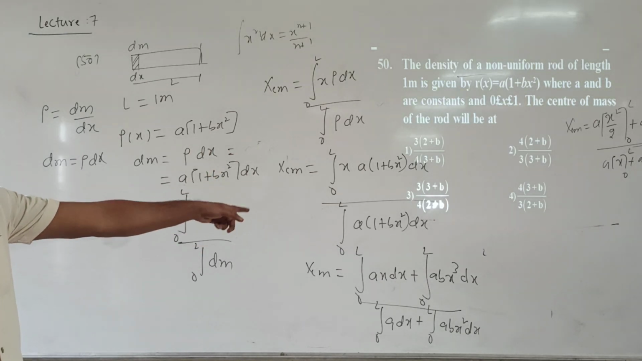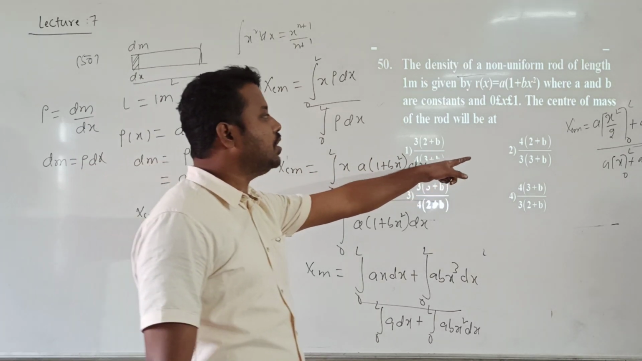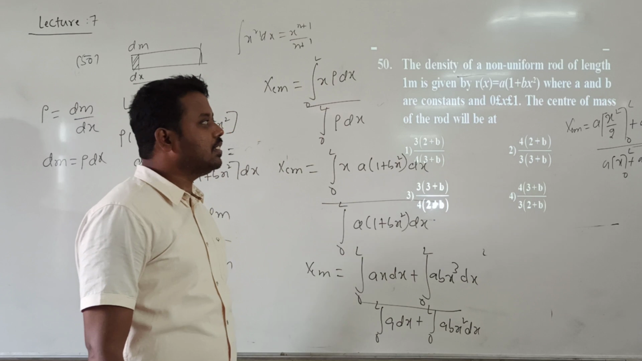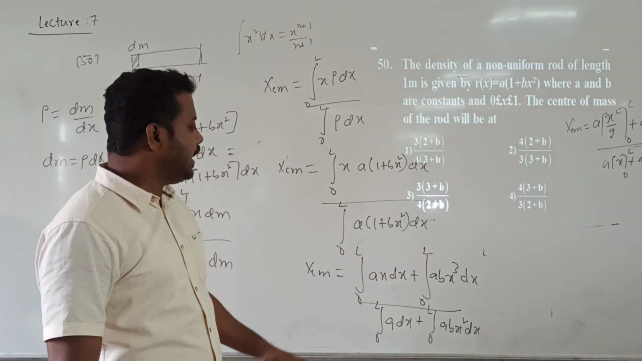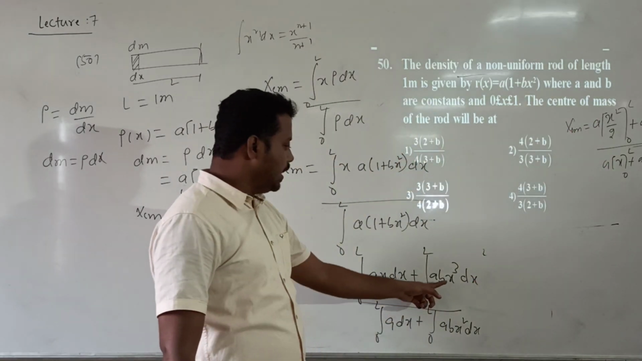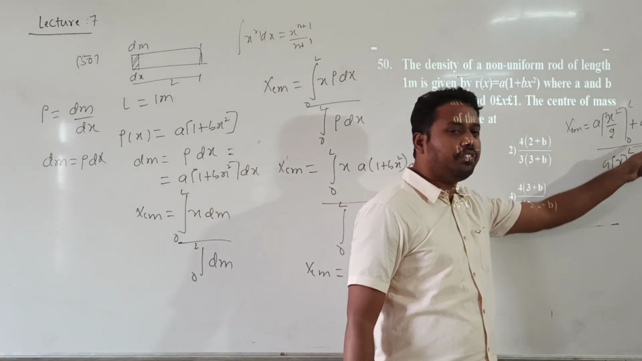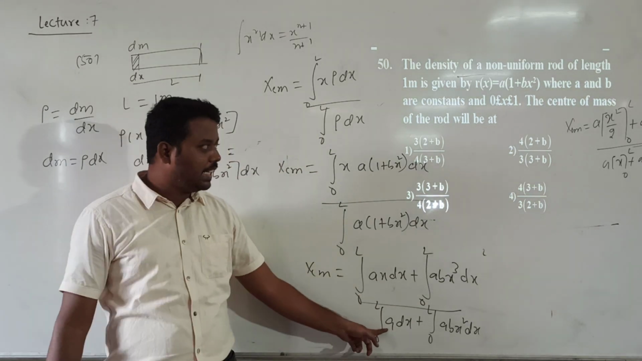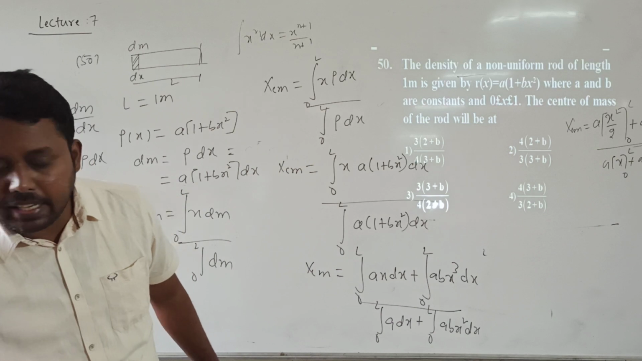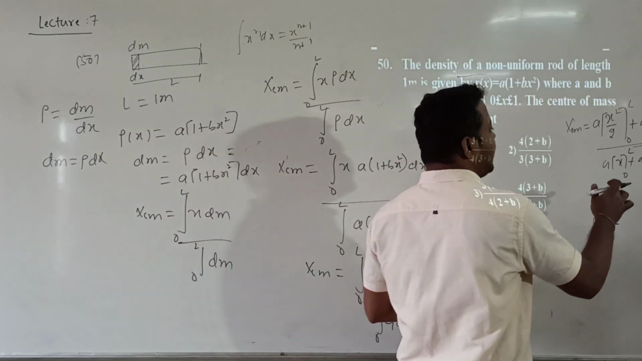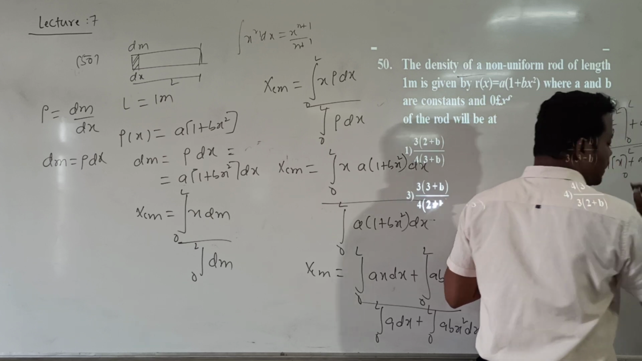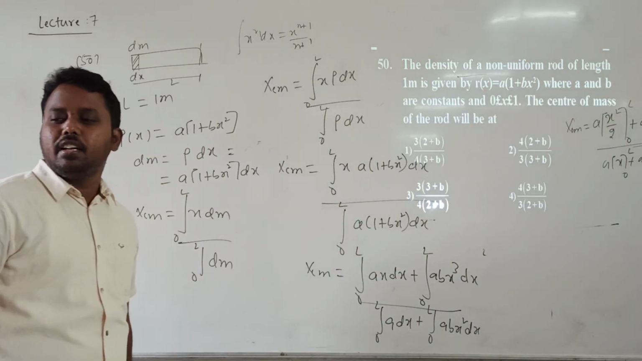Understood now? You need to apply the integration method. There you substitute the values, then you simplify, so you will get the final answer. Here x is there, so the integration is x square by 2. Here x cube is there, integration is x power 4 by 4. Here 1 into dx is there, integration is x. In the last term x square is there, so the integration is x cube by 3. So substitute the limits, then simplify, and you get the answer.